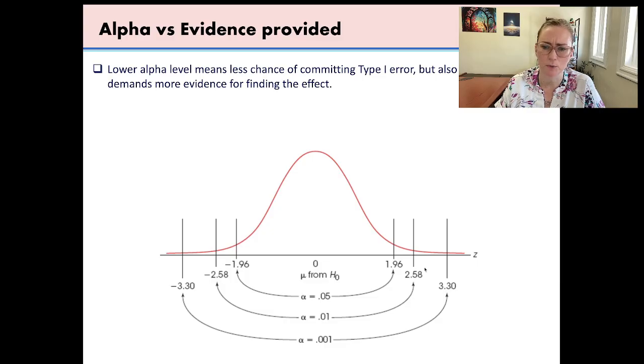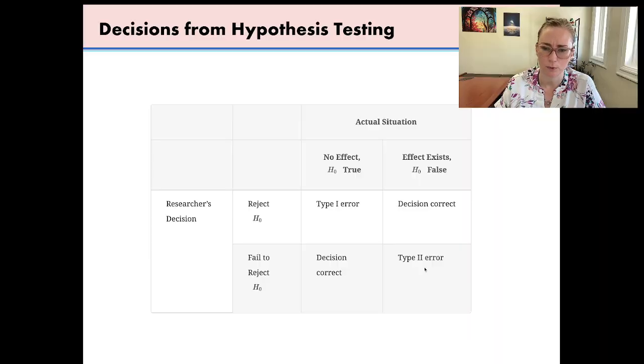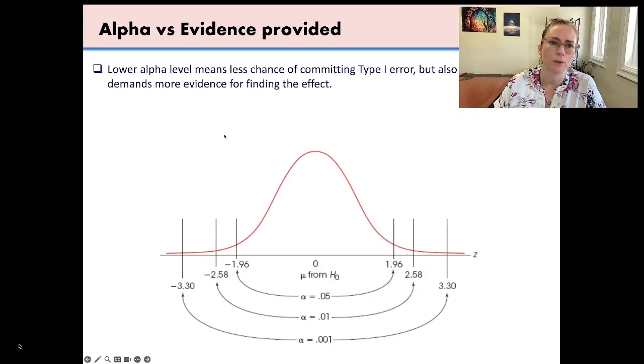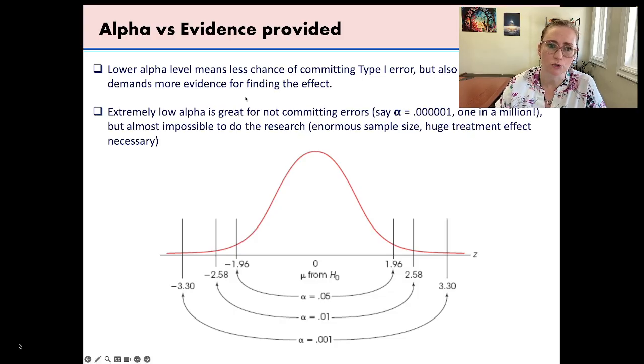So, talking about this more stringent alpha level: a lower alpha level means less chance of committing a type 1 error, which is good, right? But that means we need more evidence for finding that effect, which again usually means a really, really large sample size. So an extremely low alpha is great for not committing those errors, right? A 1 in a million chance, which for something like pharmaceutical companies, we want that 1 in a million chance that you're going to have a stroke if you take this medicine. We want that to be very, very low.